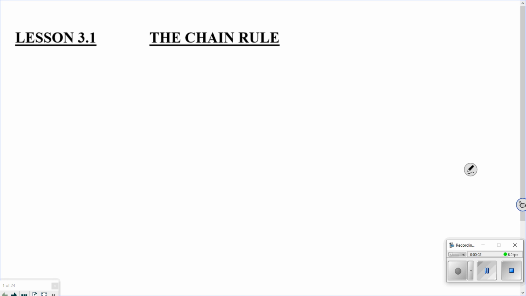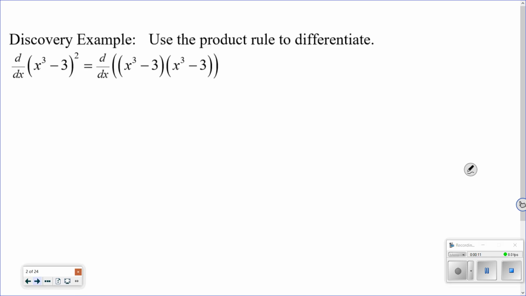All right, so lesson 3.1 goes over a really important rule. This is one we use all the time, and it's called the chain rule. To introduce that, we're going to do this little discovery example. It says use the product rule to find the derivative. I want to take the derivative of (x cubed minus 3) squared.